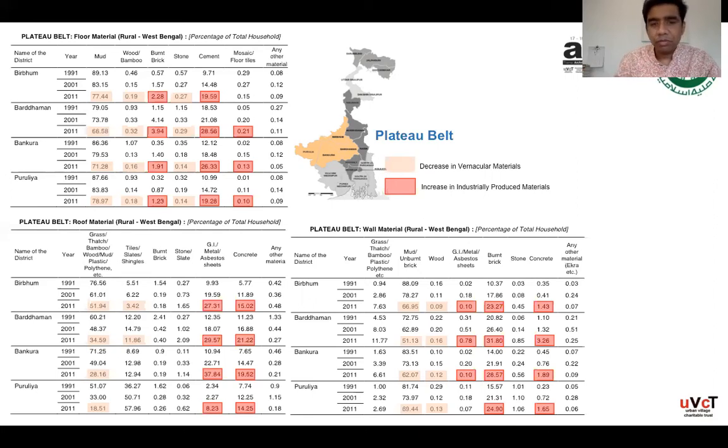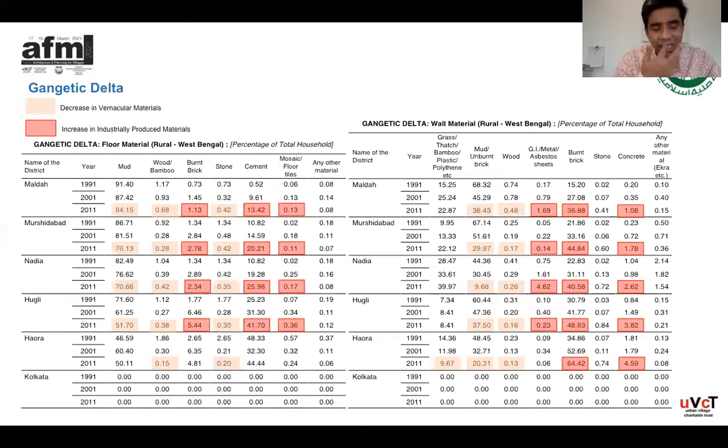Then the Gangetic Delta in West Bengal comprises 6 districts: Malda, Murshidabad, Nadia, Hooghly, Howrah, and Kolkata. Kolkata is completely urbanized, so data from all the other 5 districts have been used to map the changing materialscape of floors, walls, and roofs of the rural buildings.